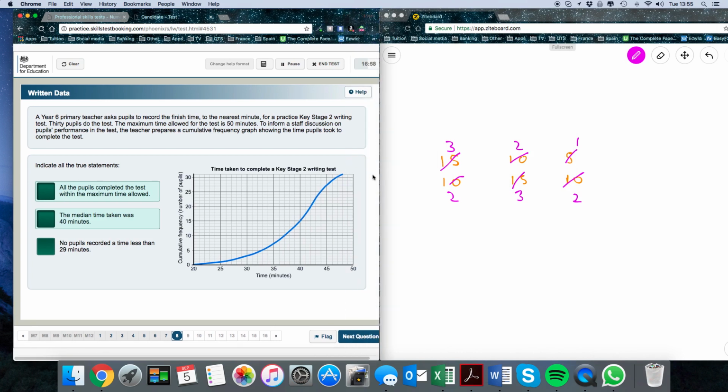Okay, but median is a very simple topic for cumulative frequency. If you go to BBC Bitesize, you'll see a picture straight away and it tells you immediately how to do the median. Okay, so no pupils recorded a time less than 29 minutes. That's, I think, fairly clearly false. If you go to 29 minutes and go here, it shows that about 2 or maybe 3 pupils scored 29 or less. So that one's a false statement.